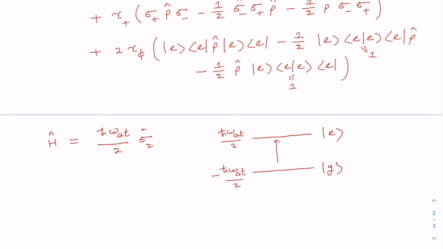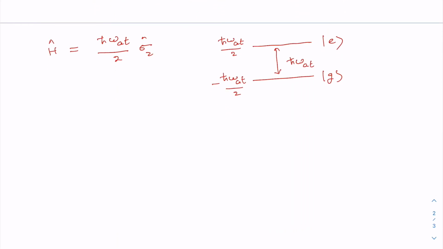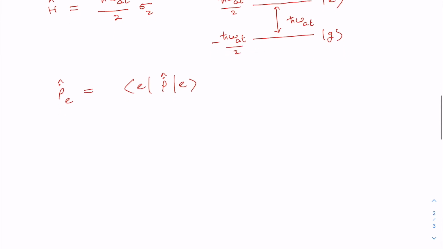So therefore the energy difference is simply ħω_atom between the two energy levels. So this is what we have. Okay, so now let us work out various terms. For example, how this element of the density matrix evolves in time. So ρ_ee, which is equal to ⟨e|ρ̇|e⟩, and we can work it out. In fact, let me do the calculations term by term.